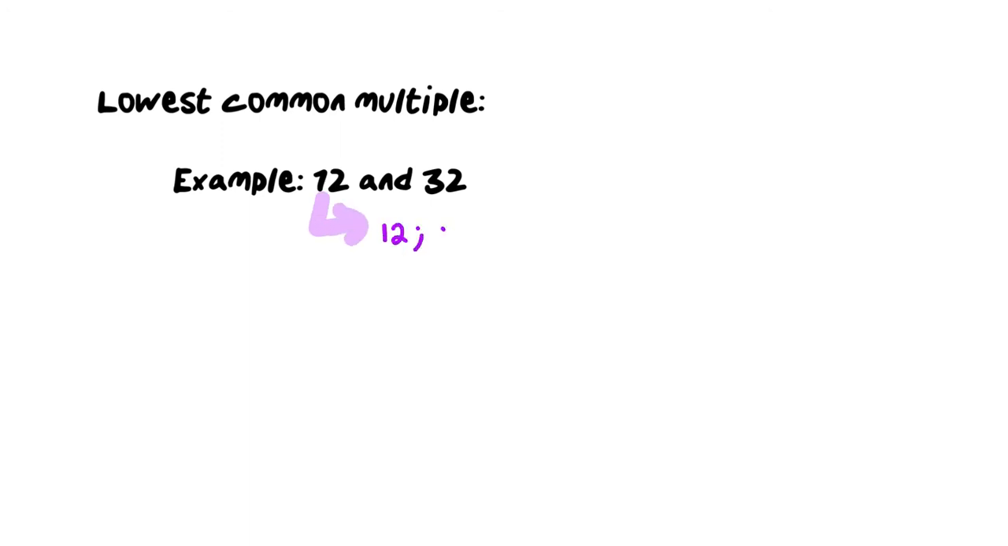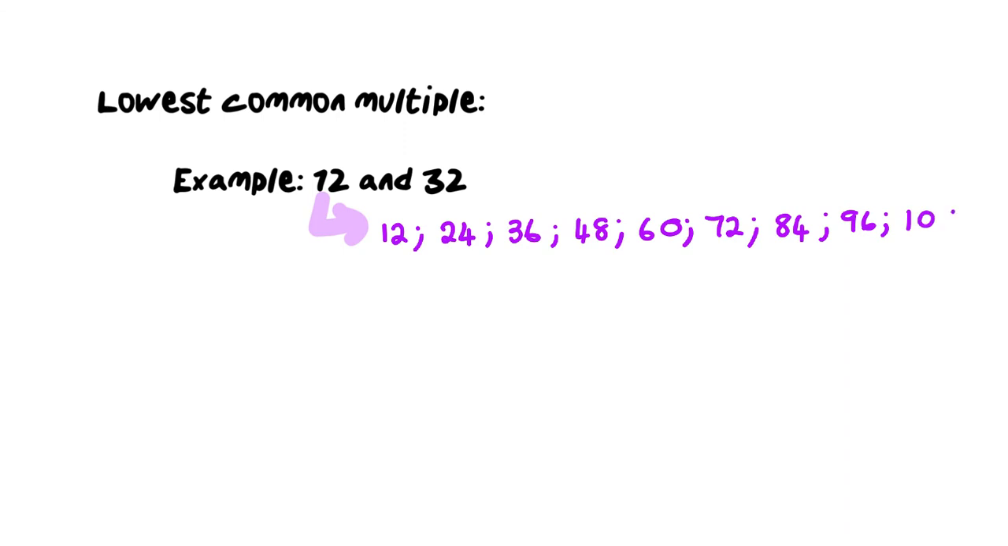12, 24, 36, 48, 60, 72, 84, 96, 108. But the problem with this method is that we don't know up until where to go. So we're hoping at some point that they will match up.